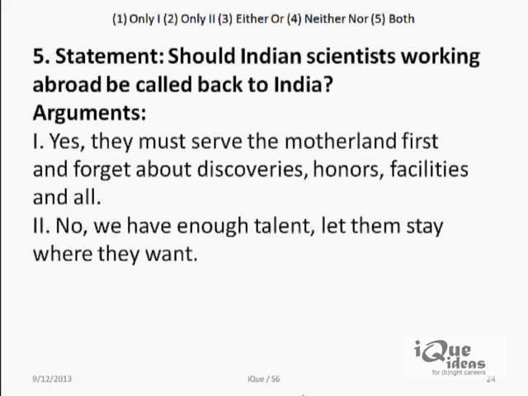The statement, should Indian scientists working abroad be called back to India? The first argument says yes, they must serve the motherland first and forget about discoveries, honors, facilities and all. Now, this is an emotional appeal and there is no argumentative value to this, and hence the first argument is weak. The second argument says, no, we have enough talent, let them stay where they want. Again, there is no argumentative value, there is no analysis done. It's just sort of an angry emotional outburst. So even the second option is not a strong one, and hence we will mark 5 as the answer.